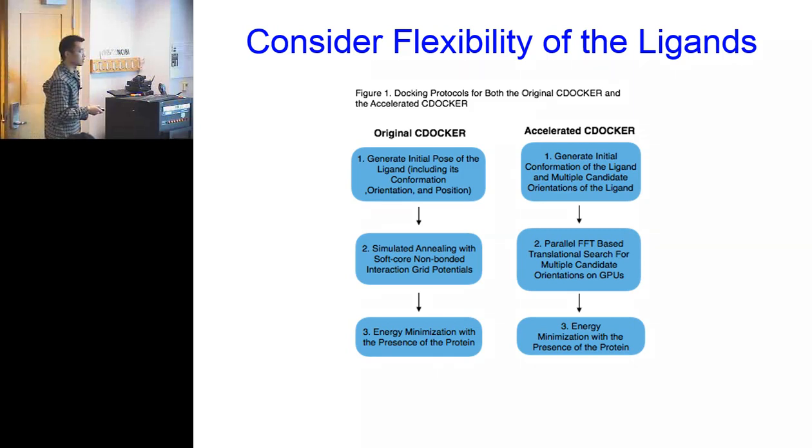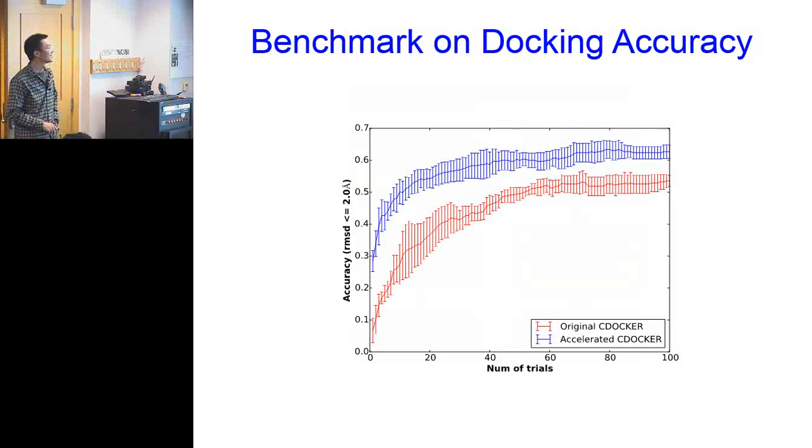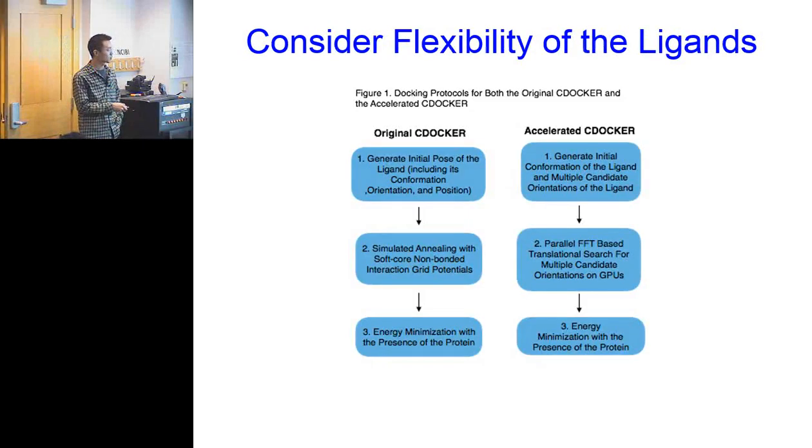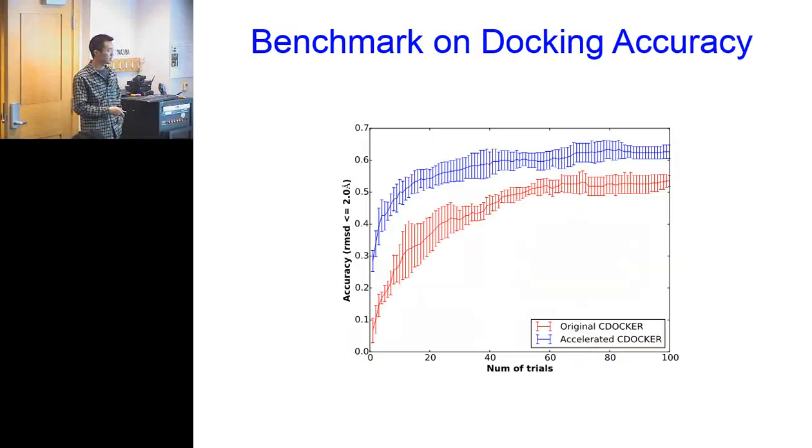Once you find the energy minimum corresponding to this conformation, you can do an energy minimization quickly. Then hopefully you can find the energy minimum, or at least a local energy minimum. So this is some benchmark result on our docking accuracy. The red one is what I told you, what the docking accuracy will be if you follow this protocol. The blue one is the docking accuracy corresponding to our new accelerated protocol.